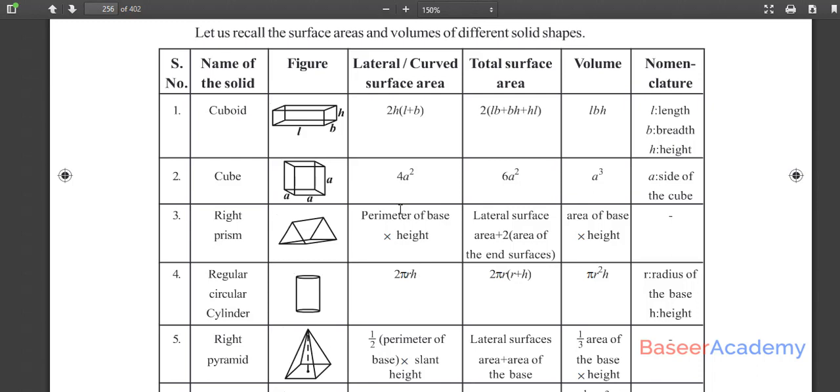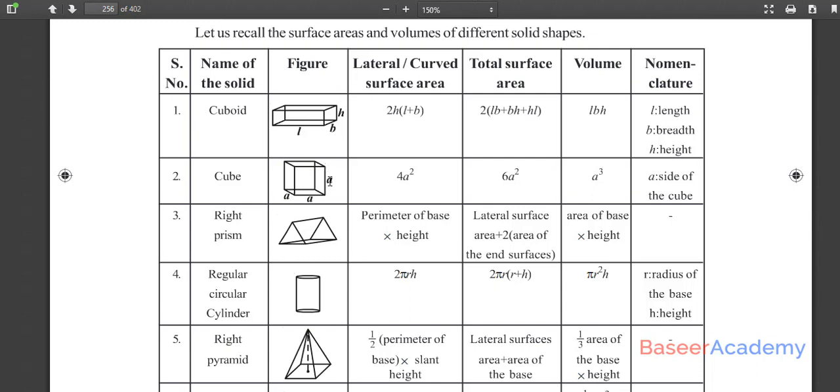So I was giving you an example of the room that you are sitting in. The room has four walls, and the area of those four walls is known as the lateral surface area. If you include the top ceiling or roof and the bottom floor, then it becomes the total surface area. Let's take the example of a cube. A cube has six faces, right? The area of those four sides is 4a square.